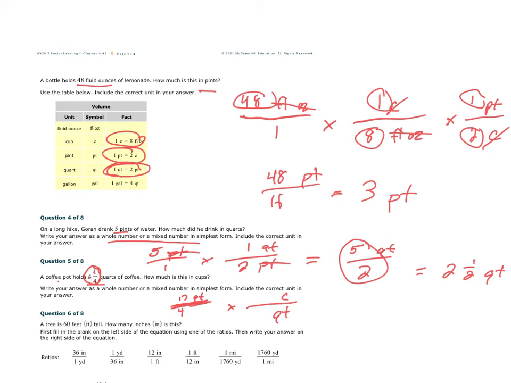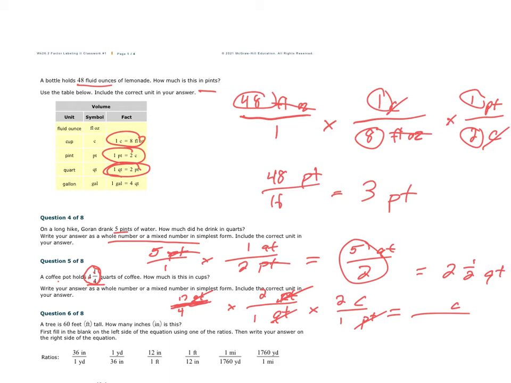We don't have that over here. Okay, so first I'm going to change quarts to pints. 1 quart is 2 pints, so I'm going to get rid of quarts. Now I'm going to change pints to cups. 1 pint is 2 cups. So I can cross out pints, and I'm left with cups in my numerator.